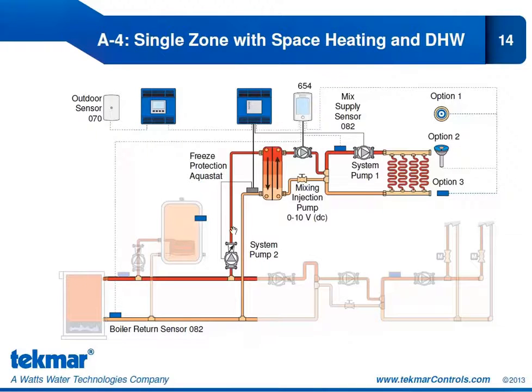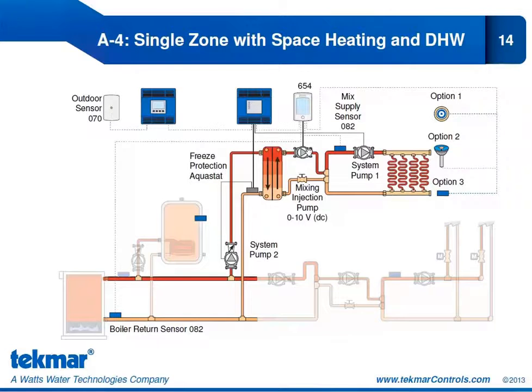So we have our system pump 2 that's going to be pumping to our heat exchanger. We have a mixing injection pump from our heat exchanger into our snow melt loop, and then our system pump 1 to operate the snow melt loop. You'll notice system pump 2 is connected to a freeze protection aquastat. And this is to protect the source side of the heat exchanger. This is the water side of the heat exchanger that's susceptible to damage from freezing. So whenever temperatures do approach freezing, we're going to cut power to this pump.